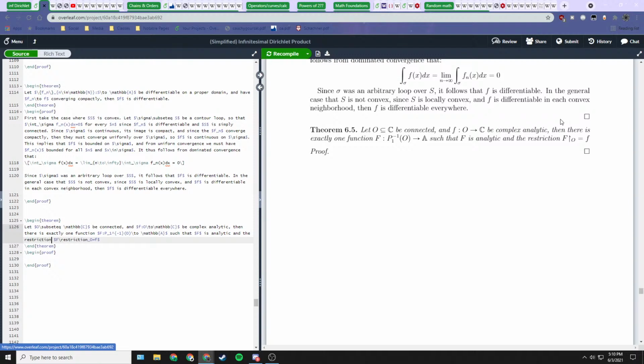So O is a connected set. Actually, we can just do, I don't know, S. I always do S for sets.